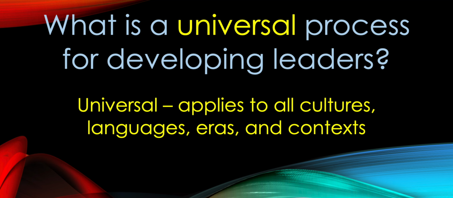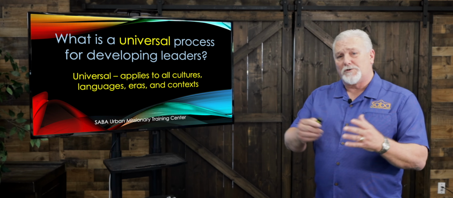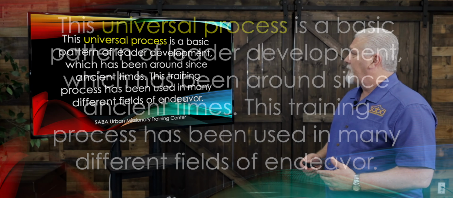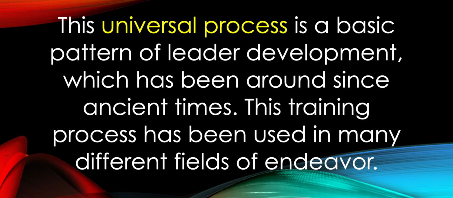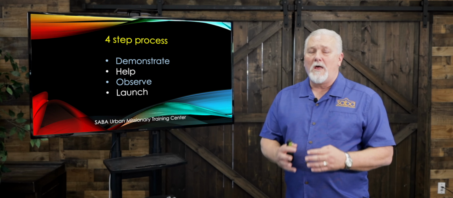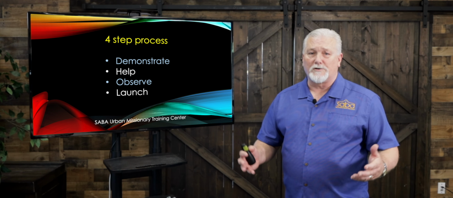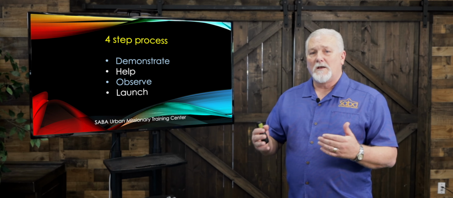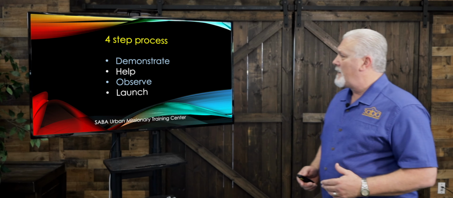What is a universal process for developing leaders? A universal process means that it applies to all cultures, all languages, all eras of time, and all contexts. The universal process is a basic pattern of leader development which has been around since ancient times. This training process has been used in many different fields of endeavor. As mentioned in video 1, it may have been used in the church to train leaders, but it is used in all types of careers, all types of jobs to train current, emerging, and future leaders.